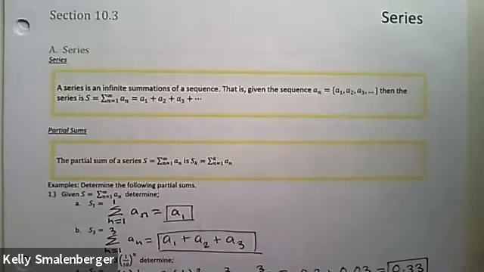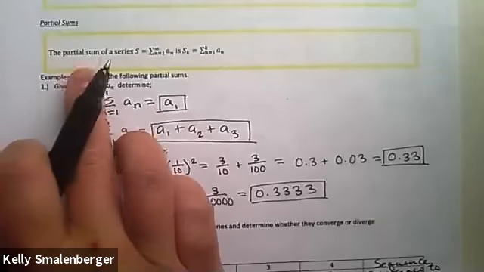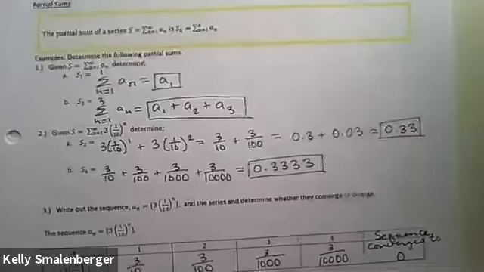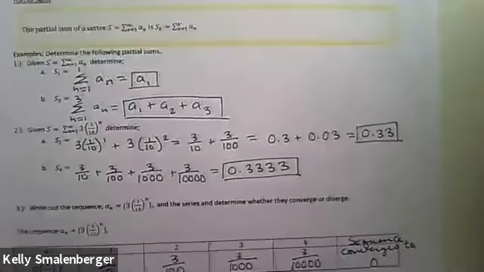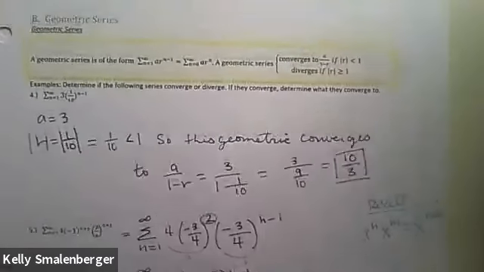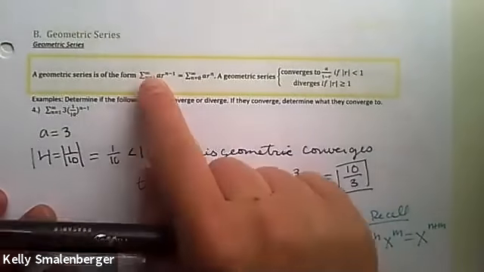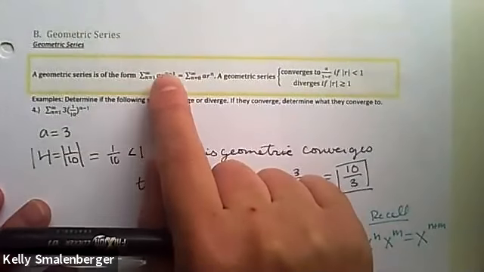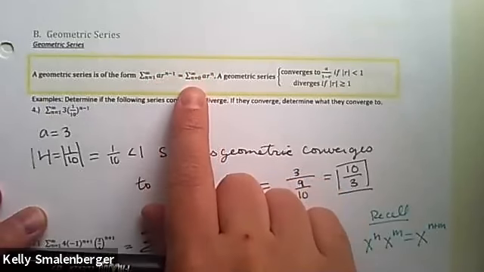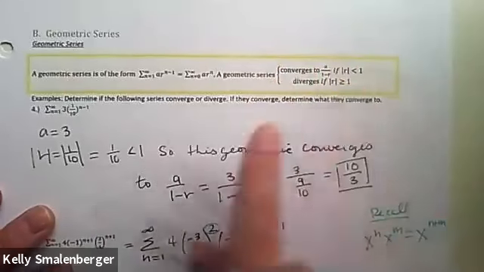So 10.3 is series. We talked about series, partial sums. Oh, so partial sums, there are questions about partial sums on the quiz, I believe. Then we wrote out terms of sequences and series. Then we talked about geometric series. And we said geometric series are of the form, the summation from n equals 1 to infinity of a times r to the n. So if we ever have numbers to the powers of n, that's when we know we have a geometric series. And here's the conditions for convergence and divergence.